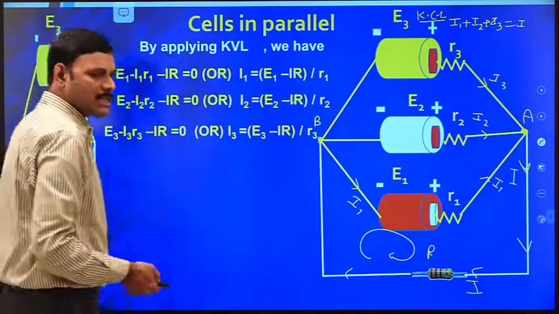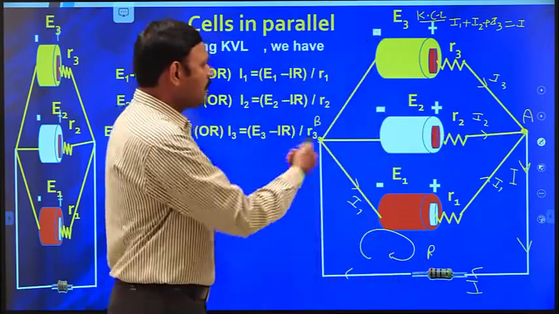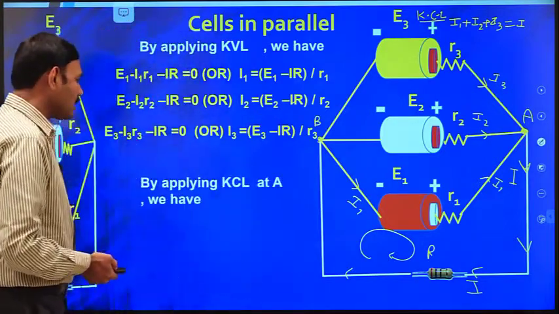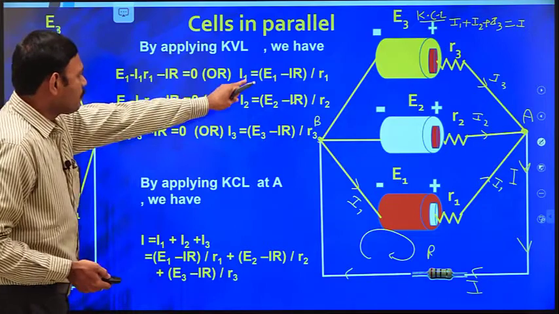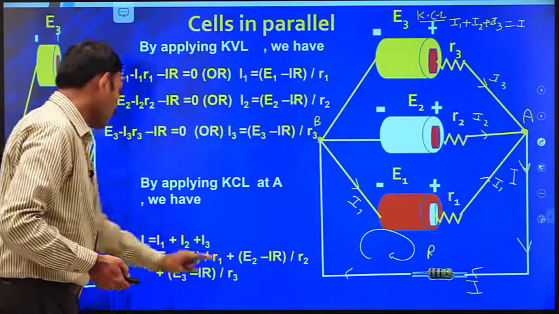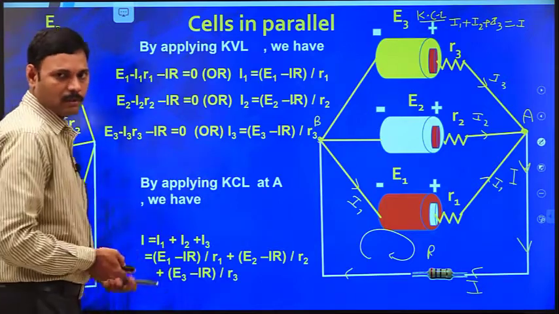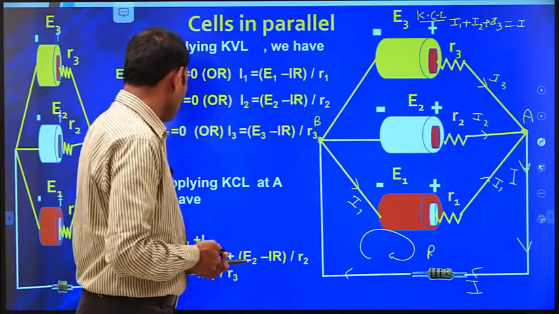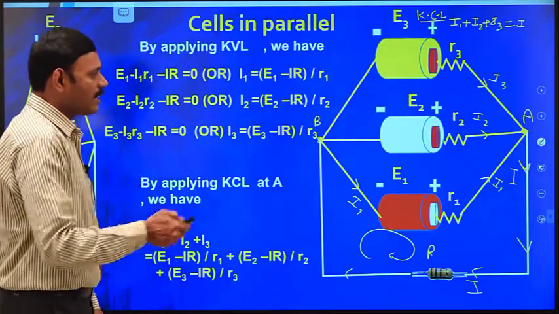Then apply Kirchhoff's current law. So I1, I2, I3 are the currents reaching the junction A and I is the current leaving. Algebraic sum of currents reaching the junction is equal to current leaving the junction. So by applying Kirchhoff's current law, we have I is equal to I1 plus I2 plus I3. So replace I1 by E1 minus IR by R1, second by this formula and third by this formula. This is the way in which we get the current in case of parallel combination. E1 minus IR whole divided by R1 plus E2 minus IR whole divided by R2 plus E3 minus IR whole divided by R3. In that way we get the current in parallel combination.